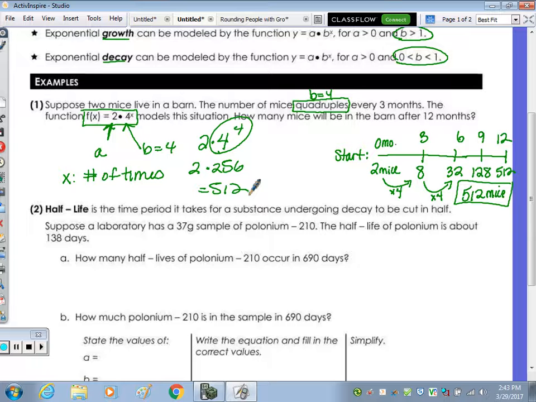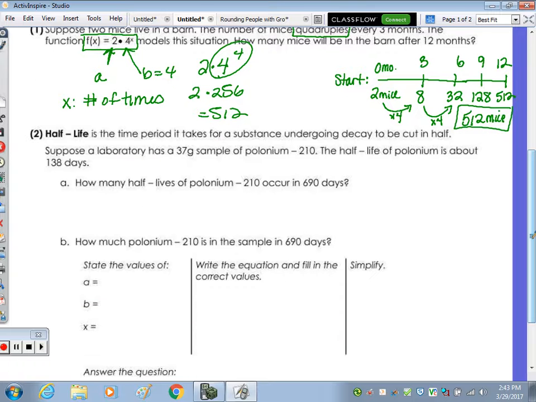So half-life. Half-life is the time period it takes for a substance undergoing decay to be cut in half. Suppose the laboratory has 37 grams, so that's your sample size. Okay, that's our starting value. We have a sample of polonium-210. Now the 210 is not a number we're going to use in our calculation. That's the name. Okay?